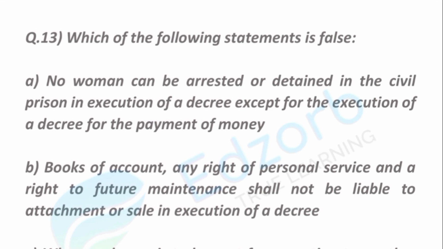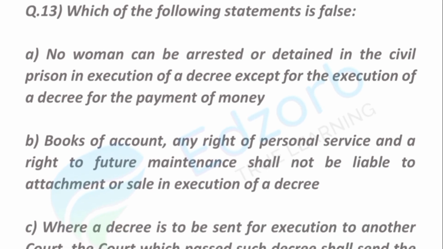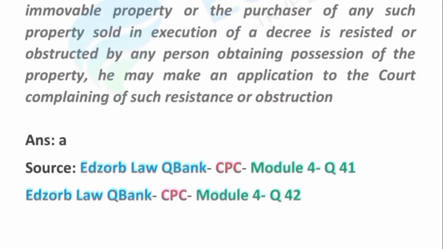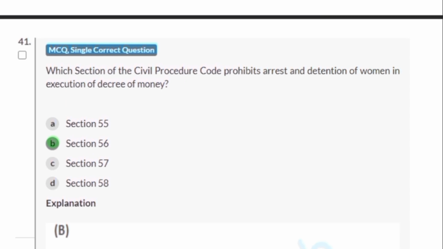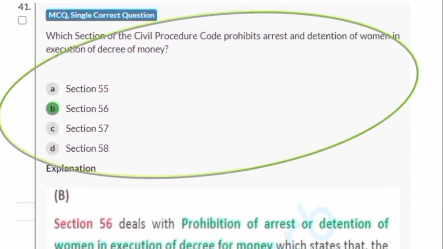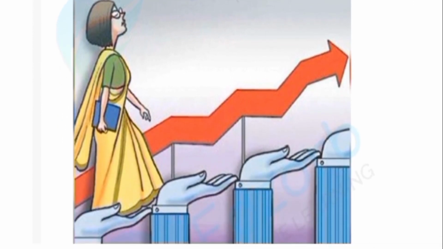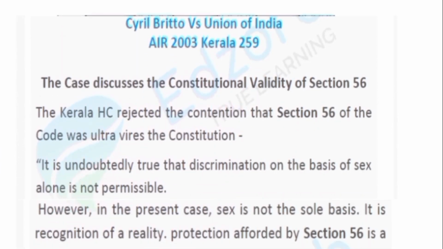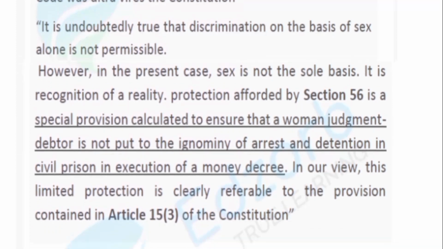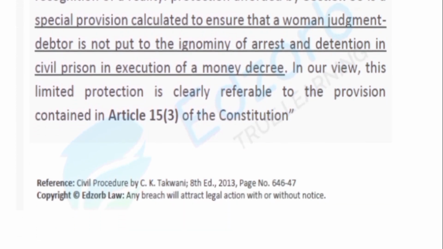Now my previous advice stays true even for question number 13. Read slowly and carefully. This is yet again a direct question from section 56 CPC, which prohibits arrest and detention of women in execution of decree of money. If you had taken our module 4, you could have easily marked this question as we had emphasized on this very provision.